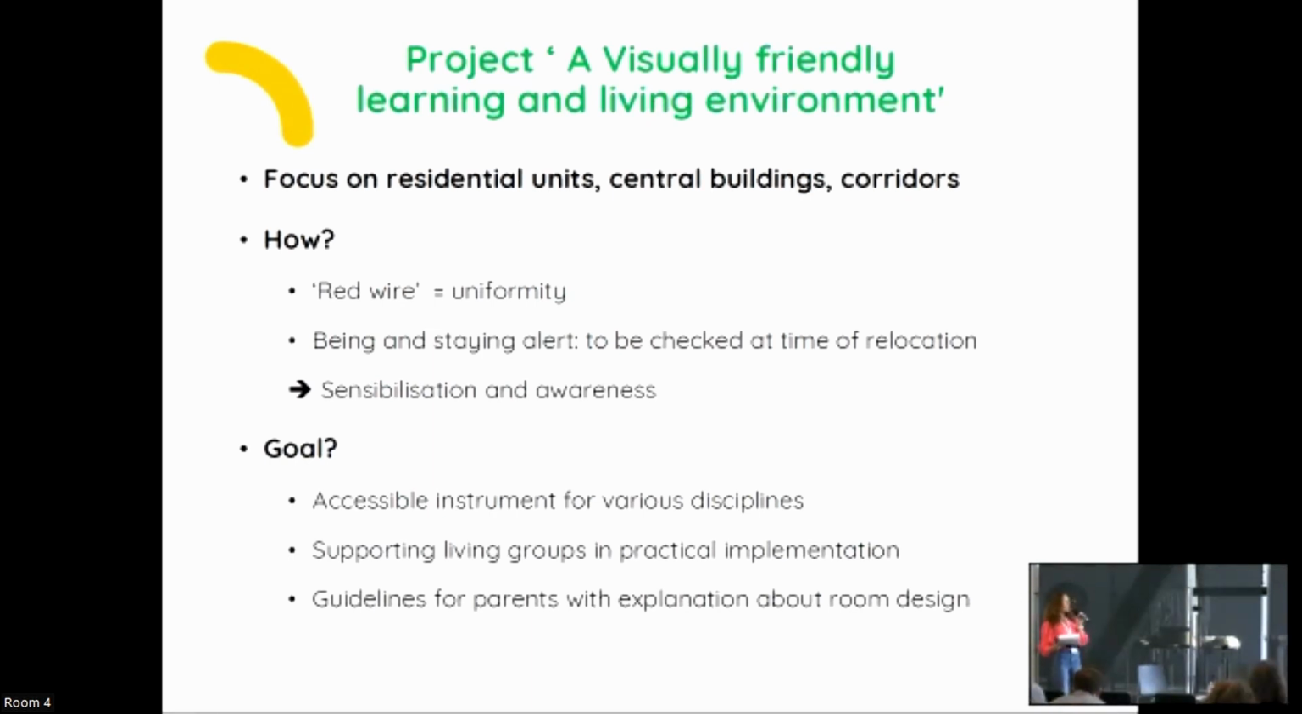Before we had a name for our checklist, we called it a visual-friendly learning and living environment. The focus was first on the residential units. Afterwards, the central buildings and the corridors were also focused on. Our red thread through all this project is uniformity. We wanted to create uniformity in Ganspoel with enough space to set our own accents according to the needs of the residents.